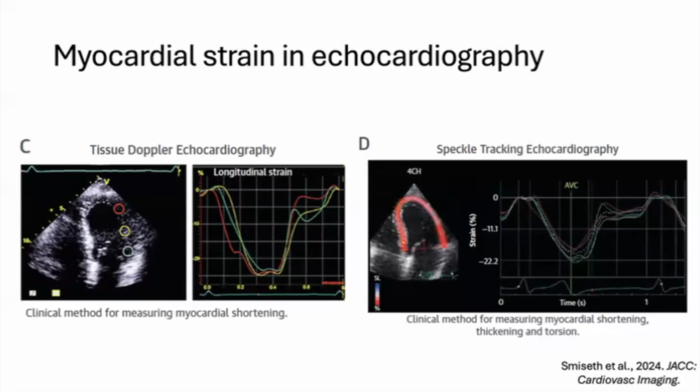But the downsides obviously were that it required multiple dedicated acquisitions. The software did not create a map like we have today, and so you'd have to do tissue Dopplers in multiple different locations. And as you know, tissue Doppler is dependent on the angle of inclination, and so the combination of these factors meant it was ultimately a pretty time-consuming process.